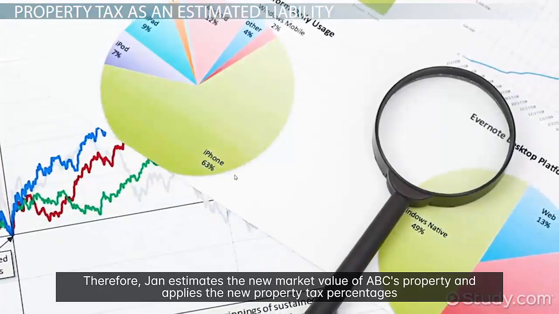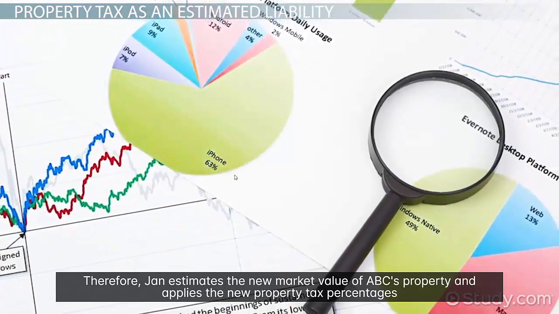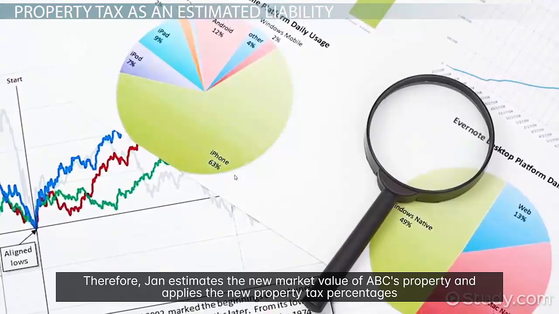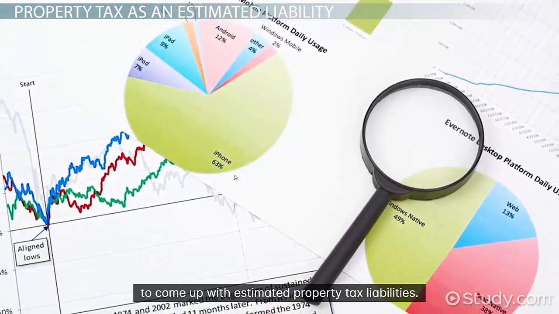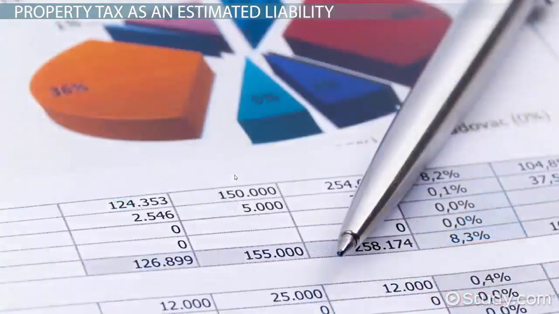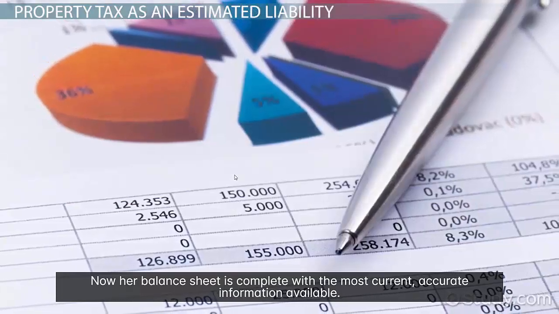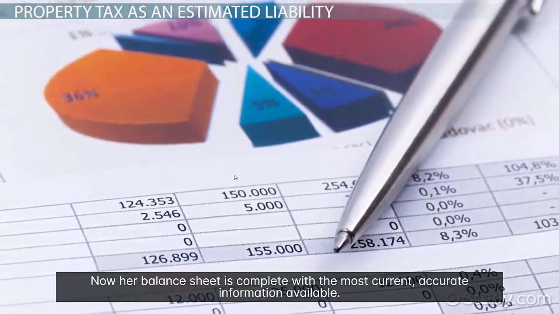Therefore, Jan estimates the new market value of ABC's property and applies the new property tax percentages to come up with estimated property tax liabilities. Now, her balance sheet is complete with the most current, accurate information available.